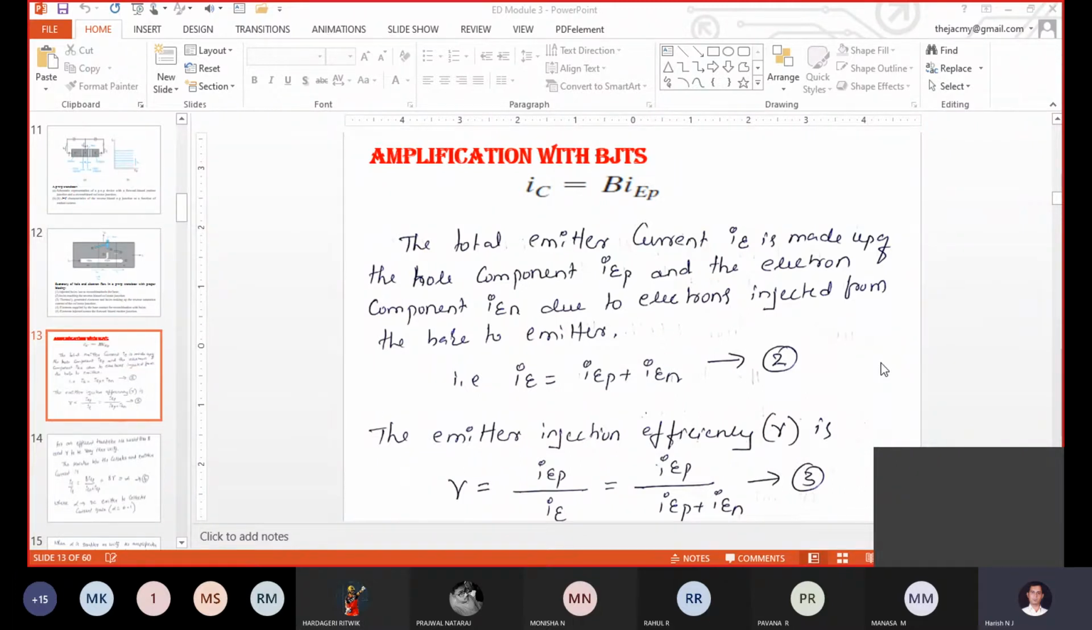In the last class, we discussed the construction of NPN and PNP transistors, biasing of an NPN and PNP transistor, and how the conventional current flows in the individual terminals of the transistor. If you take the NPN transistor, how are the base current, emitter current, and collector current? And if you apply the KCL equation to that transistor, what is the KCL equation? The same we discussed for the PNP transistor also.